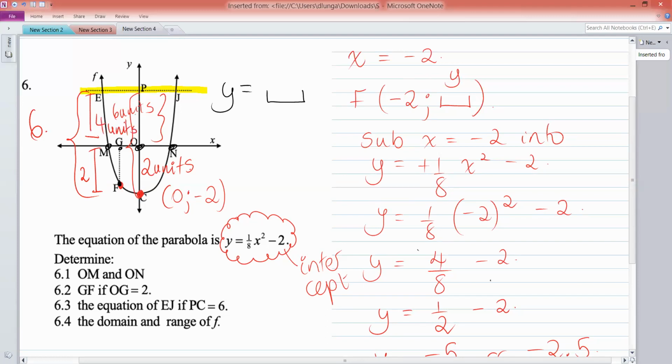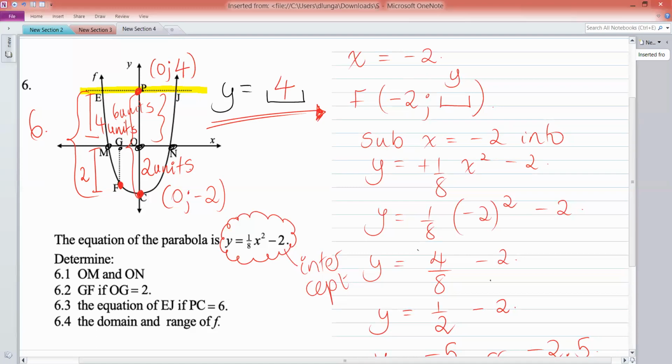Now, if the top part is 4 units, that means we know what this P coordinate is. It's (0, 4). And therefore, the equation of EJ is just y equals 4. There we go. Right. Okay. So that one was also like a roundabout way of getting there. Then our last question, domain and range.